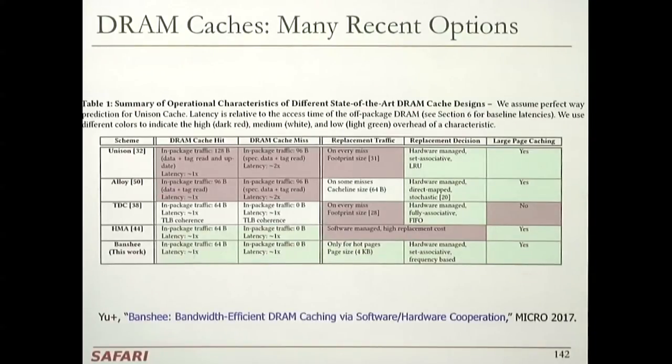OK. Actually, this is a very hot research topic right now. People are looking at DRAM caches, and there are many, many recent options that I'm not going to cover in detail. There is, for example, how do you handle large page caching? How do you handle 1 megabyte pages? How do you handle the DRAM cache hits, cache misses, replacement traffic? How do you do the replacement decision? Is it hardware managed? Is it software managed? All kinds of design decisions over here.